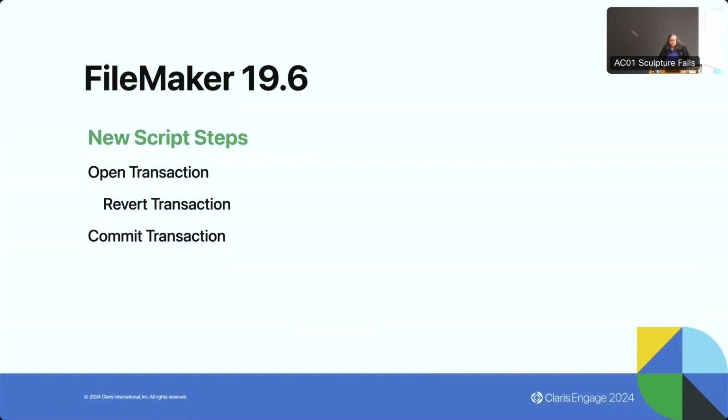Now we're to new school. FileMaker 19.6 came out, and it introduced 3 new script steps. It did more than that, but it had these 3 script steps in it: Open transaction, commit transaction, and revert transaction. And these steps make it so much easier to perform a transaction.